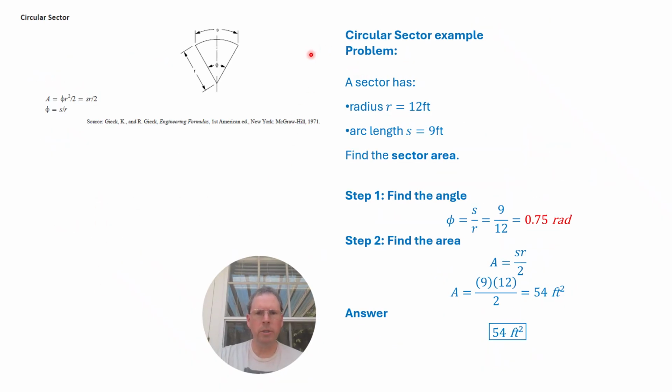And let's do a circular sector problem. Let's say the sector has a radius of 12 feet, arc length of 9 feet. Find the sector area, which is the whole kind of like pi area. Find the angle. So we're going to pull that equation, that second one down there, and put our terms in and get 0.75 radians, and find the area with the other one. Put our terms in, you get area 54 square feet.